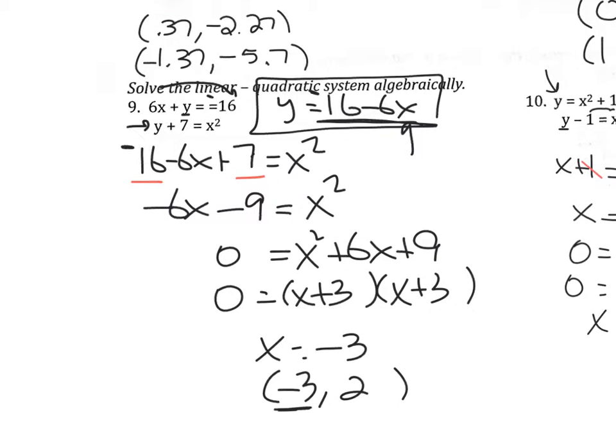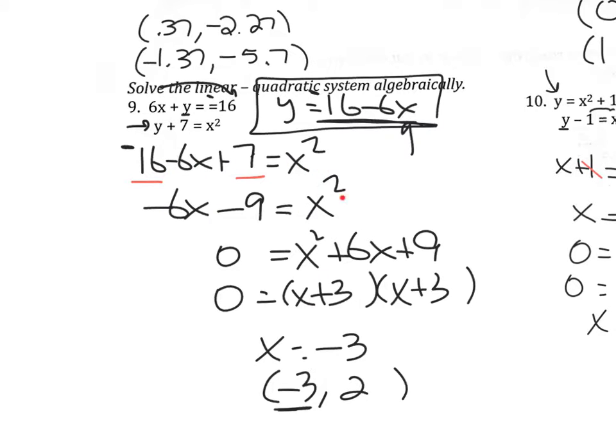Number 9. The first thing you need to do in number 9 is look for the equation with no exponents, which is this one. I always get the y by itself, so move the 6x over, which I did there. Plug that into the other equation's y. Plug it into that y right here, and it looks like this.